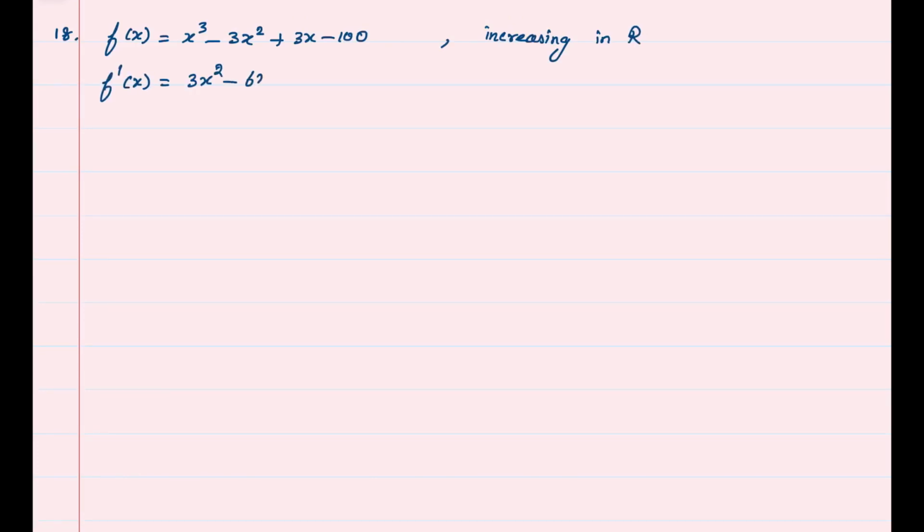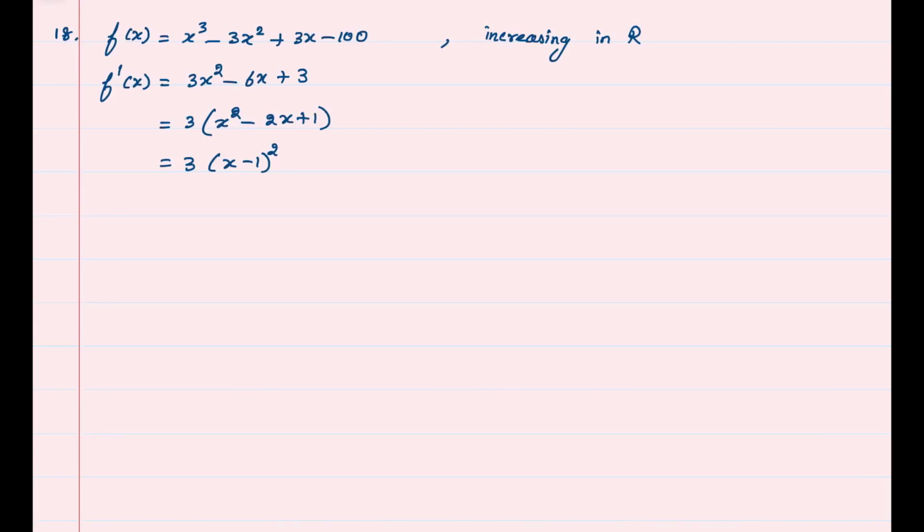Question 18. Prove that the function given by f of x equals x cube minus 3x square plus 3x minus 100 is increasing in R. Let us find f dash of x, which is 3x square minus 6x plus 3. We will factorize. 3 is common, and this can be written as 3 times x minus 1 the whole square.